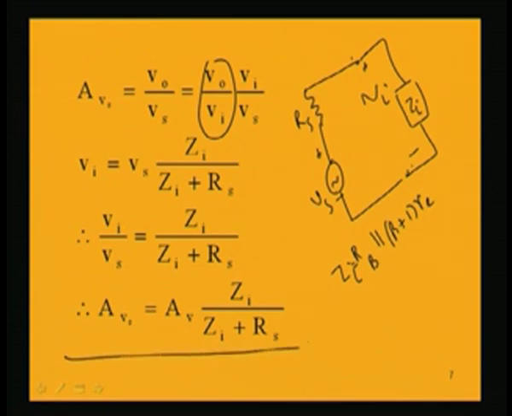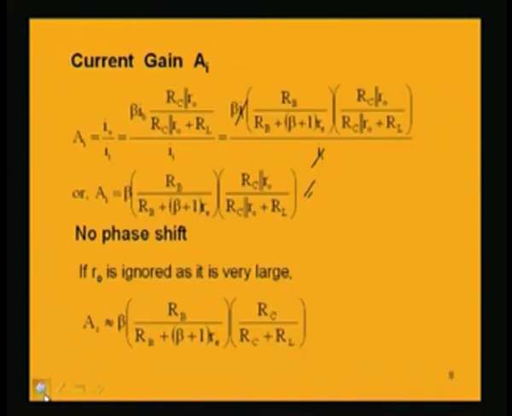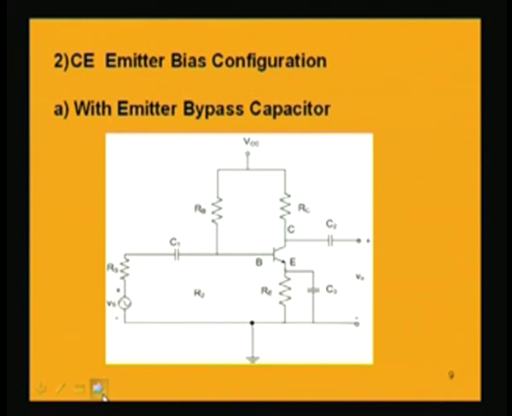We are finding out two things, one is with respect to the input voltage, one is with respect to the source. So, this was about the fixed bias configuration. Now, let us go to another configuration which is having a resistance at the emitter, that is self bias is there, but with a bypass capacitor.